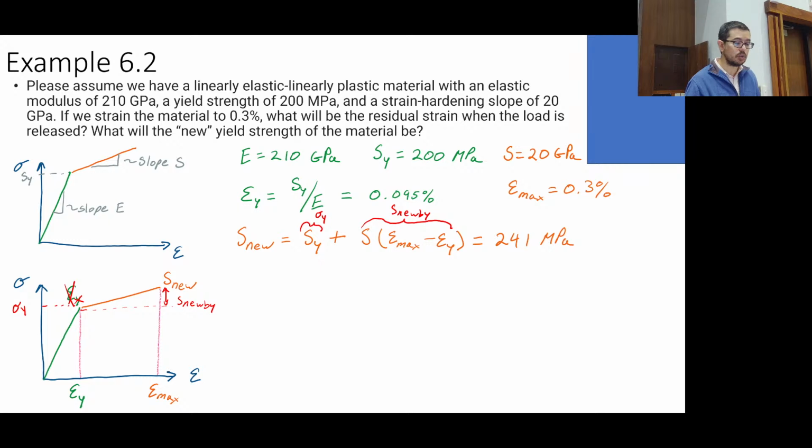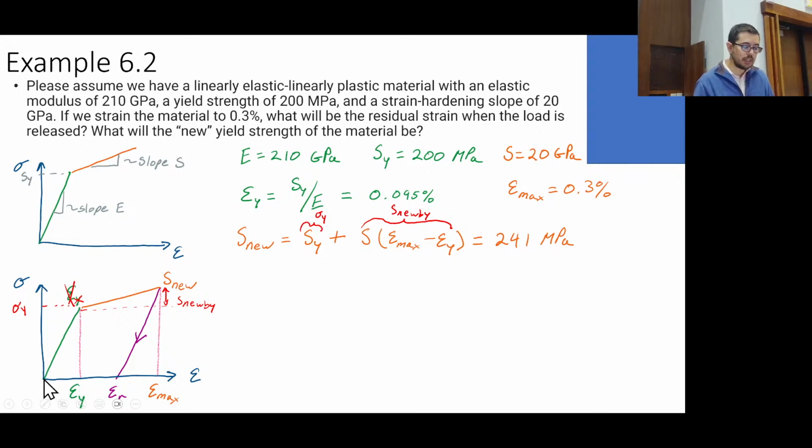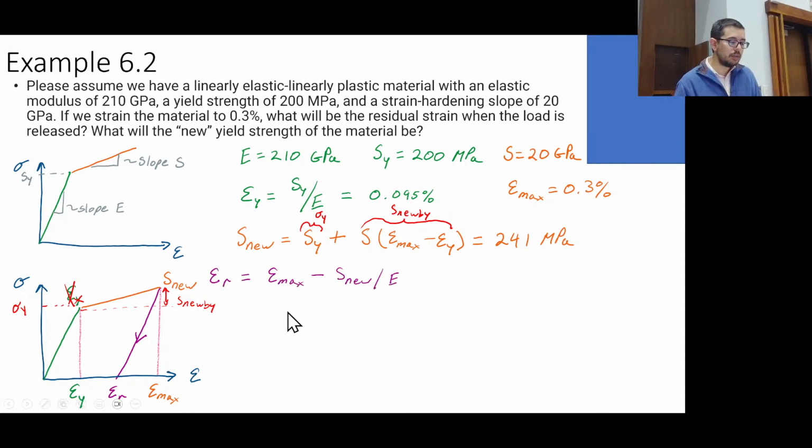Obviously, it's higher than the yield strength. When we go back, the distance from here to here is going to be our epsilon r, our residual strain. How do we calculate that? Well, we need to figure out what this value is, and we can do it by saying epsilon max, and then how far am I going back? I need to know the run, and to figure that out I can use this negative rise over the elastic modulus, and that will tell us how far back we're going.